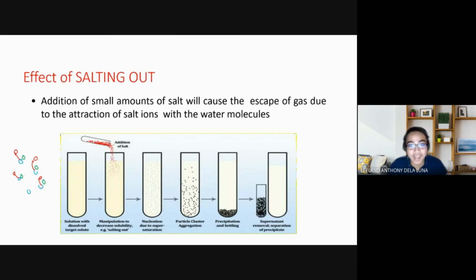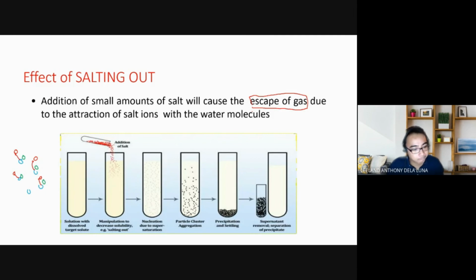So, ang nangyari ngayon, class, ano nangyari ngayon sa gas ko? My gas started to escape. Actually, kahit alugin ko nga lang yung tubig na yan, lalabas na yun. Okay? So, ang tawag dun, class, is salting out effect. Right? Are we good? Okay. So, class, salting out is another way of separating a solute from your liquid.